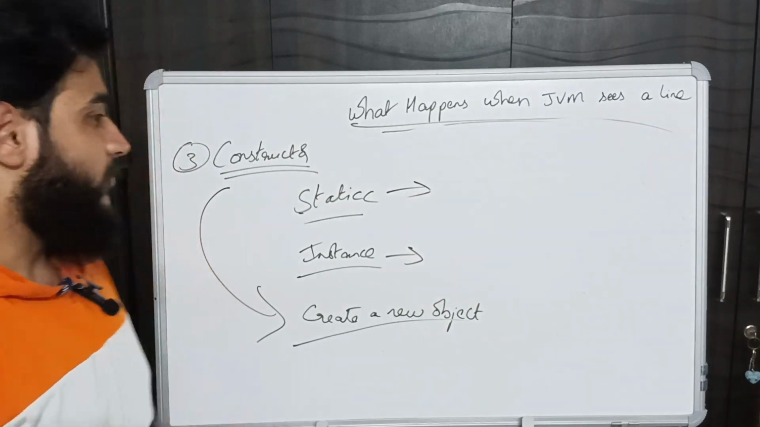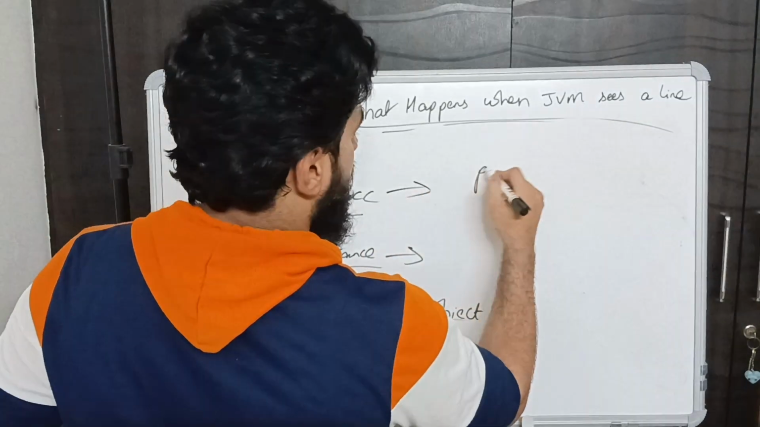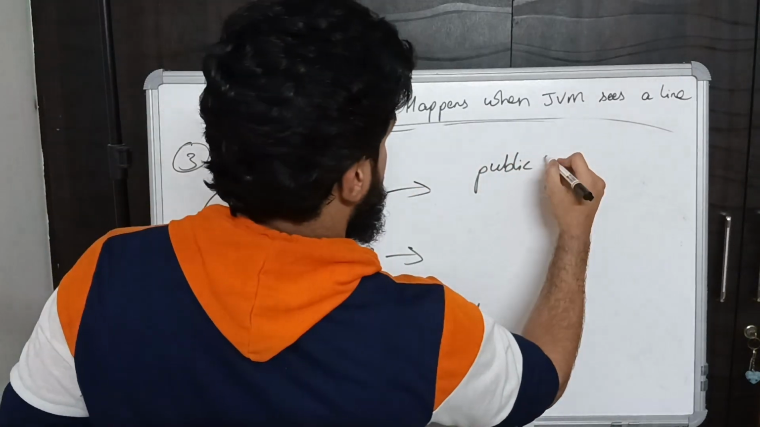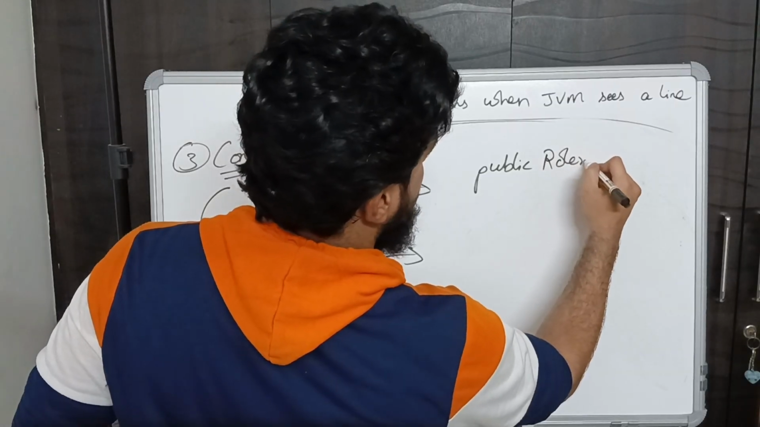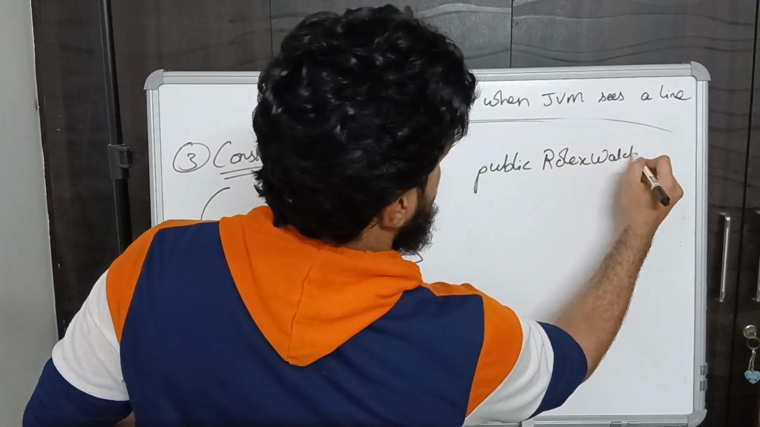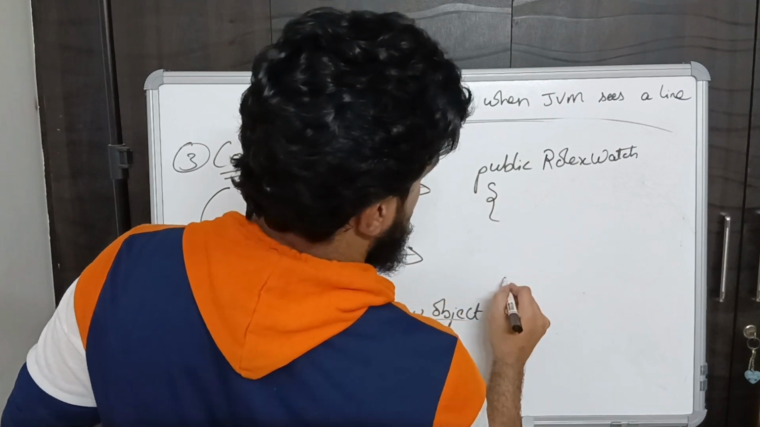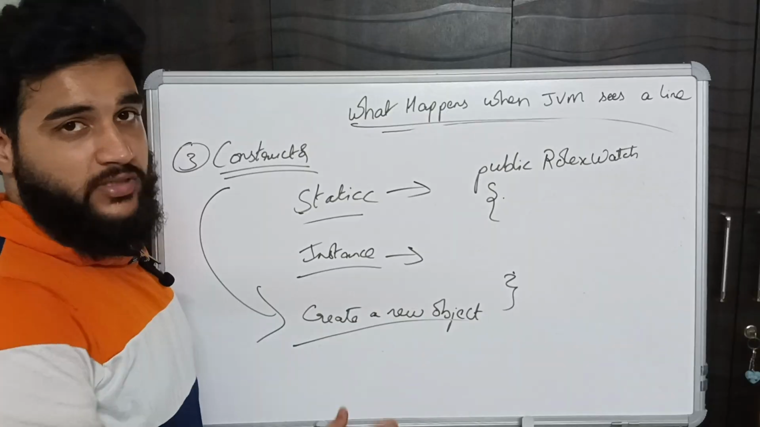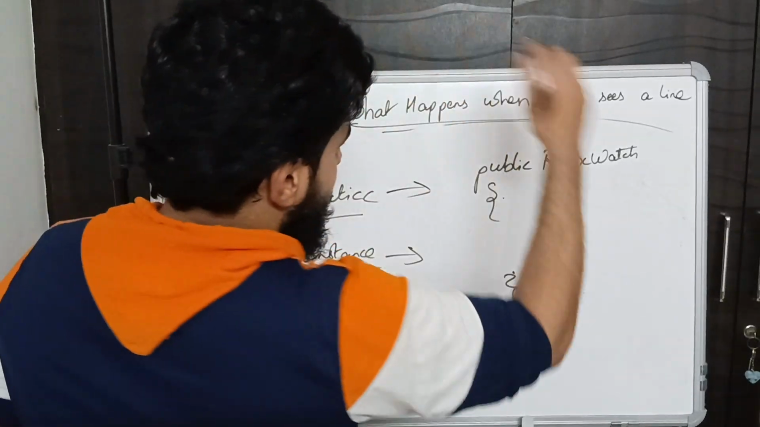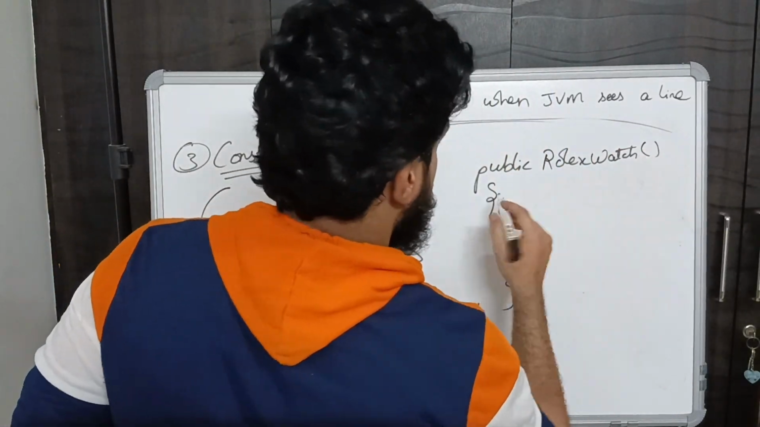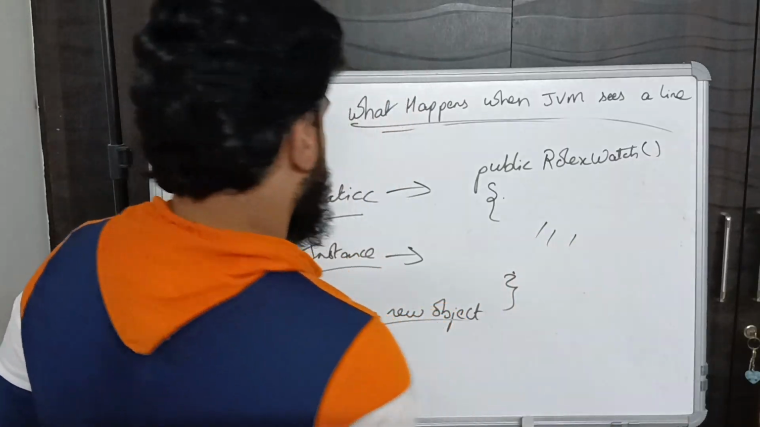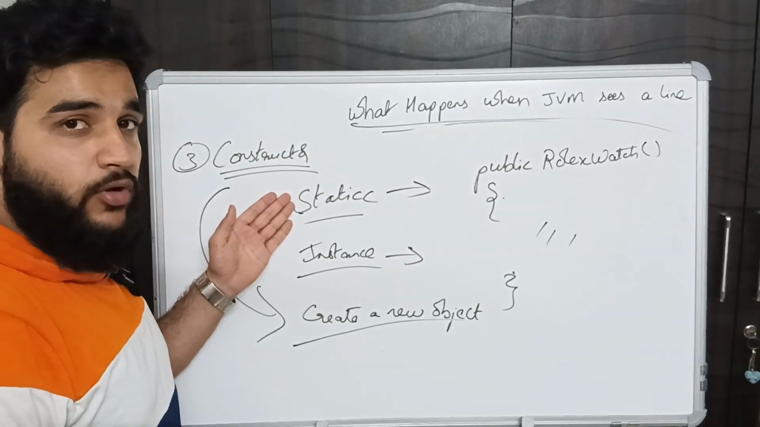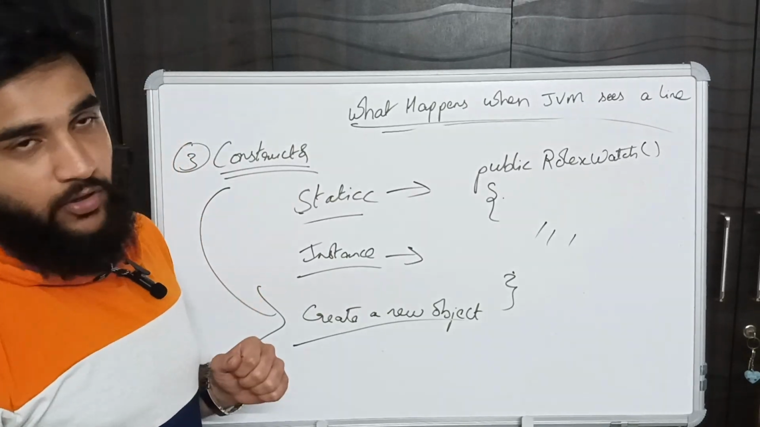So the constructor will look like this. It will have a class name. In our example, it will be our Rolex watch. This will have the same structure or signature with the two open and closed curly braces. So everything that falls into this constructor will be executed at the very last, after executing all of the static code blocks and all of the instance code blocks.